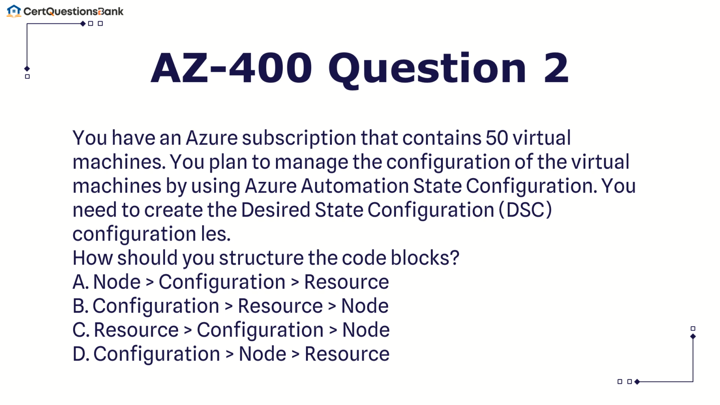You have an Azure subscription that contains 50 virtual machines. You plan to manage the configuration of the virtual machines by using Azure Automation State Configuration. You need to create the desired state configuration, DSC, configuration. How should you structure the code blocks? A. Node, configuration, resource. B. Configuration, resource, node. C. Resource, configuration, node. D. Configuration, node, resource.